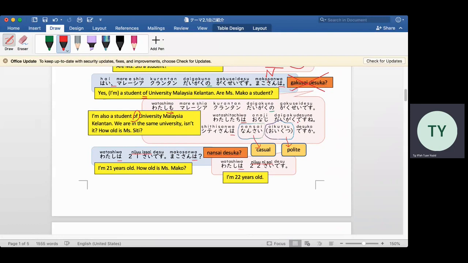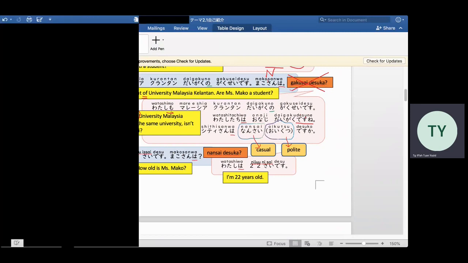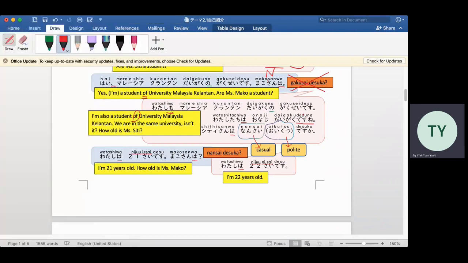In proper translation, we put, we are in the same university, isn't it? Desne. This is a dialect lah. You will learn in detail about desne when you go to level 2 lah. Desne. Okay, kan. In Malay, close to kan lah. We are in the same university, kan. Okay.